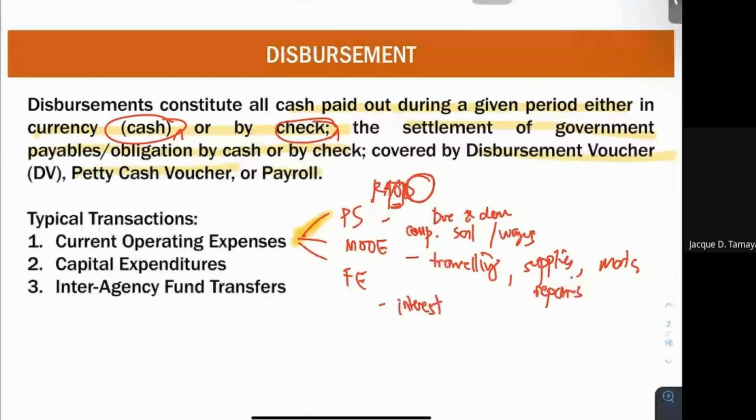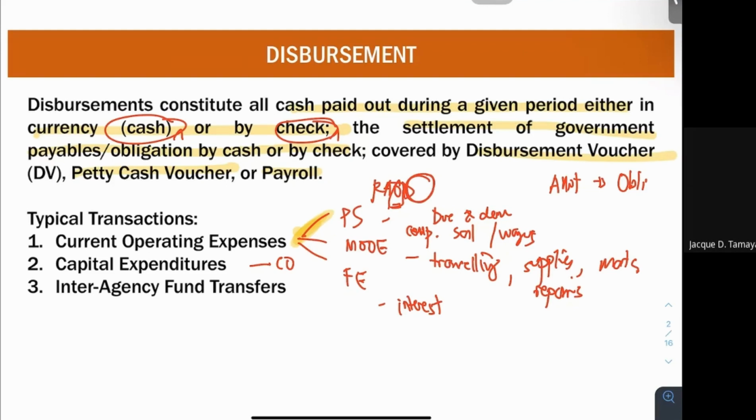Next, we have your capital expenditures, or as you know this one, your capital outlay. These are expenditures that need allotment for your capital outlay. You already know that in your RAOD, right? First, there must be an allotment. After that allotment, there is an obligation. The allotment is for the different types of your RAOD: RAOD PS, RAOD MOOE, RAOD FE, and RAOD CO.